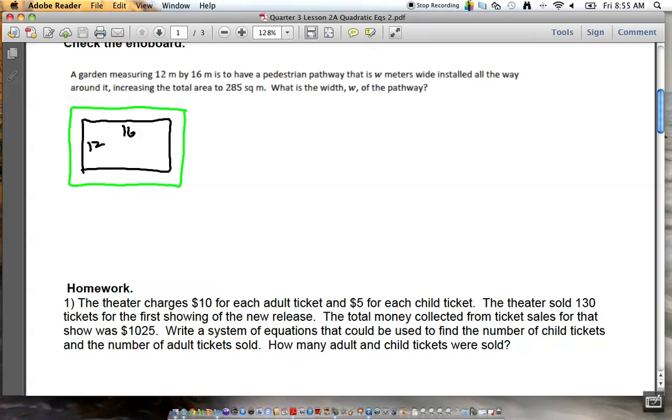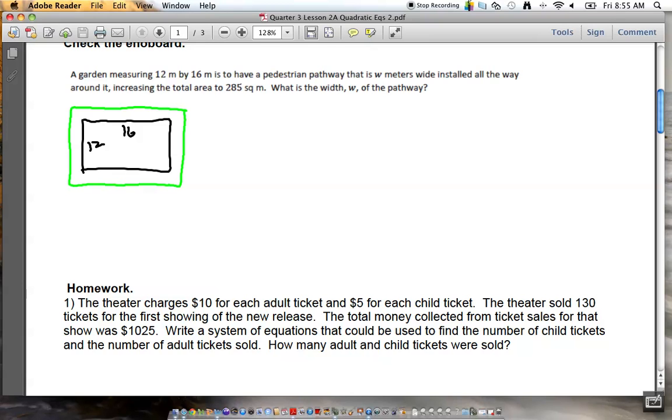Yes? I didn't know where to put the 16, where to put the 12. Good question. Doesn't matter, because I could flip them. One is longer, usually the longer one goes on the side. The 16. But it would make absolutely no difference if you switched them. You'd still get it right. Yes? Can I say what you think you should do? Fire. Okay, I got the equation 285 is equal to parentheses 12 plus W, and then 16 plus W. So close. It's 2W.